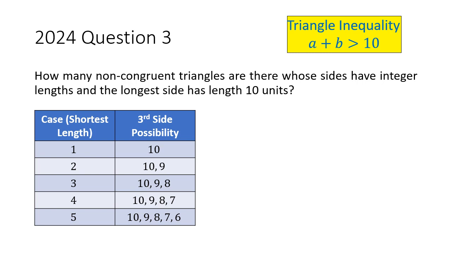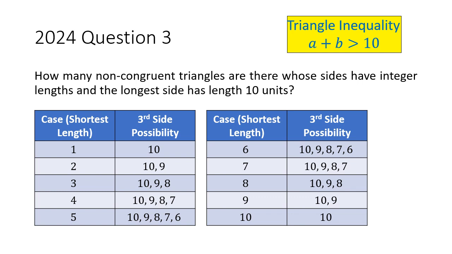We can do the same thing for 2. If the shortest length is 2, the other side can only be 10 and 9. If the shortest side is 3, the other side can only be 10, 9, and 8. You see that anything smaller breaks the triangle inequality, and we can continue this for length 4 and length 5.